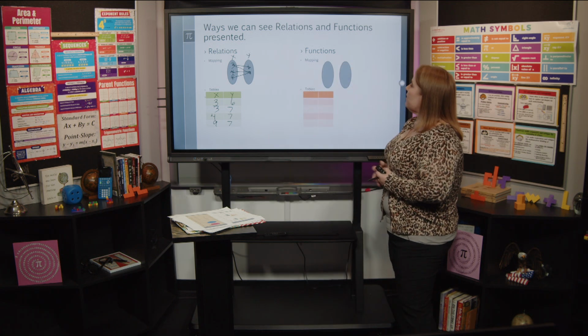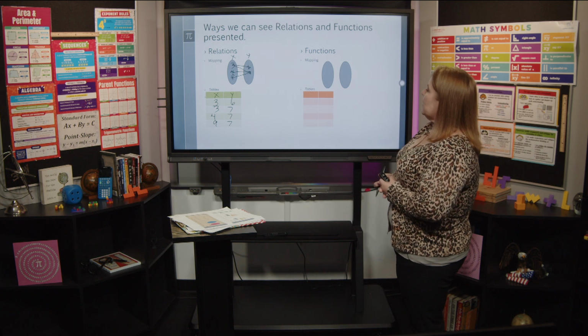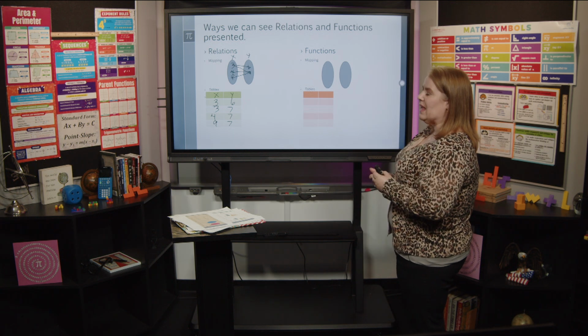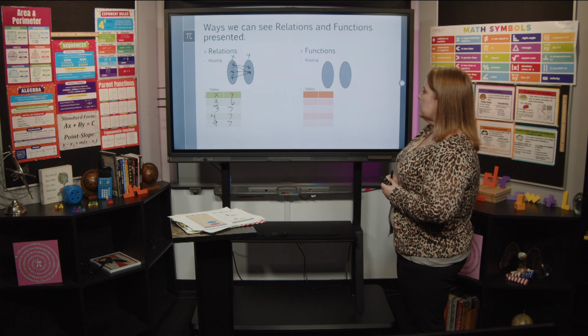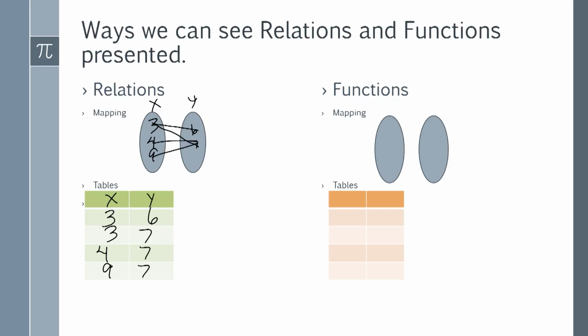Now, let's look over here at the function. So you're telling me, Ms. Killen, those are relations because I put one thing in and got 2 different outcomes. But what does the function part look like? Let me show you. 3, 4, 7. I put in a 3, I get a 9. I put in a 4, I get a 12. I put in a 7, I get a 15.